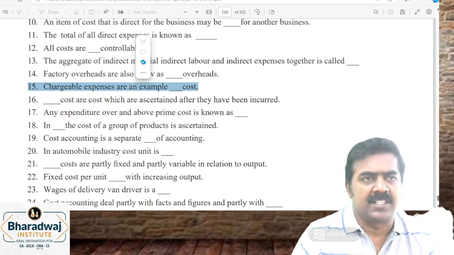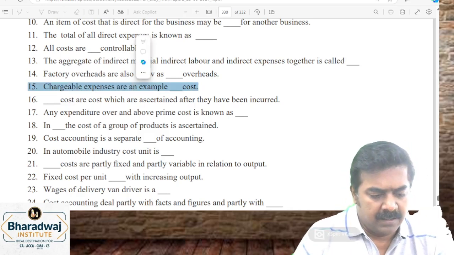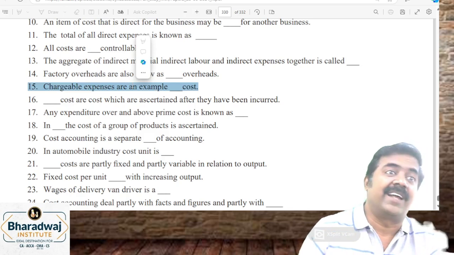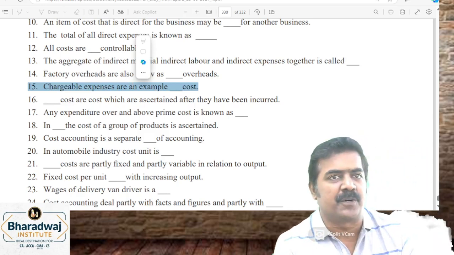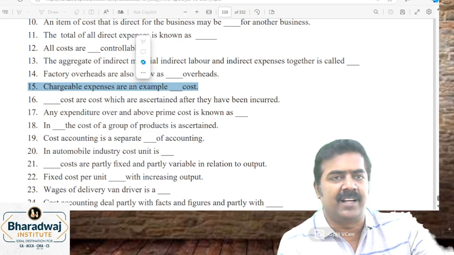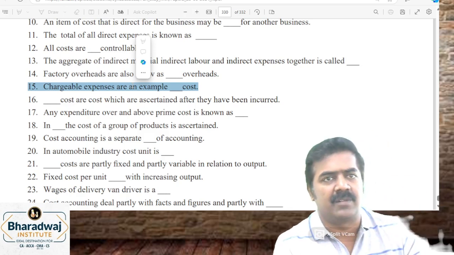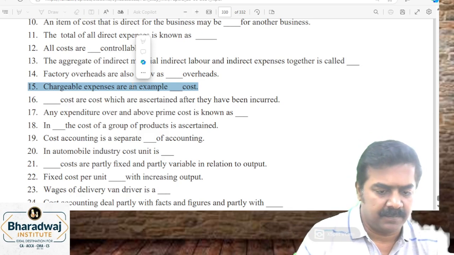Chargeable expense is an example of direct expenses. We use it in prime cost, right? Direct material, direct labor, direct expenses are otherwise called chargeable expenses.